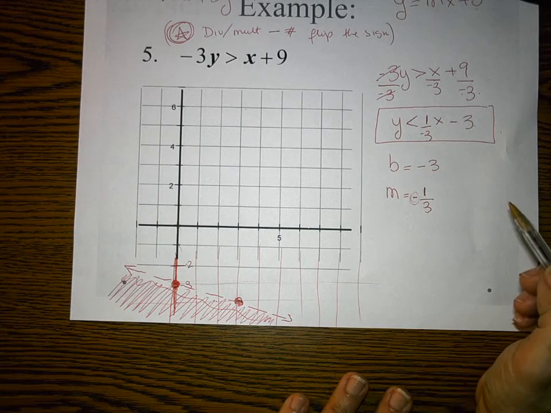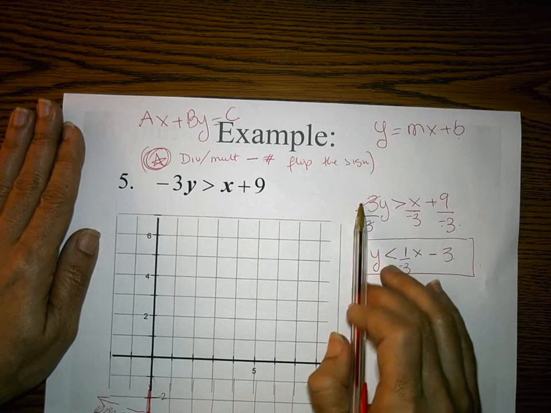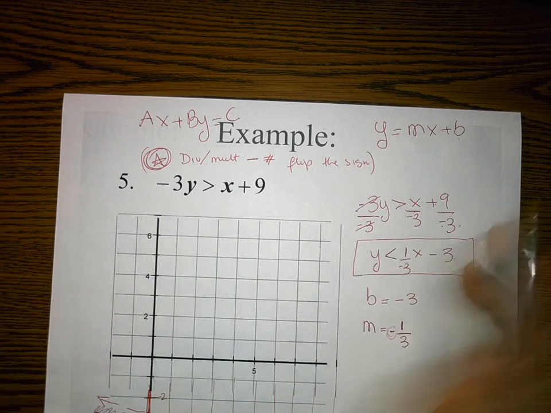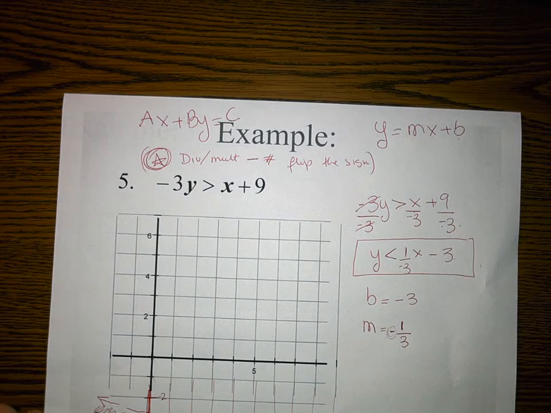So hopefully this helps you understand. Sometimes I look for the y-intercept and the slope. Sometimes I look for the x and the y-intercept. I do the little t-table. So there's the only two ways to go.